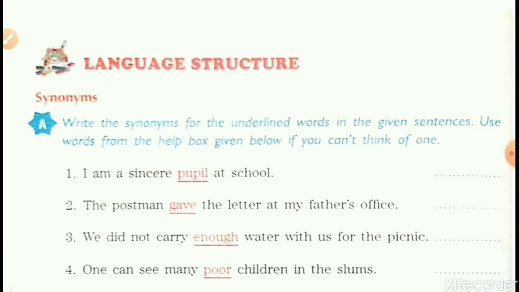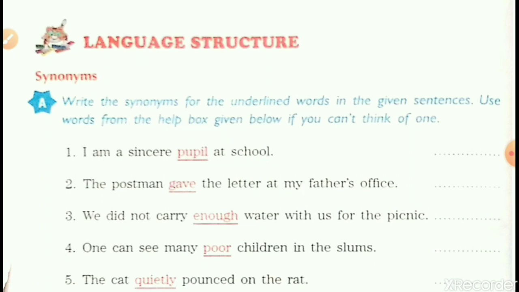I'll be starting with the exercise on language structure. Now, our first exercise is based on synonyms. Students, synonyms are words which have the same meaning. Now, as you can see in the exercises, certain words are printed in red color and they are underlined.